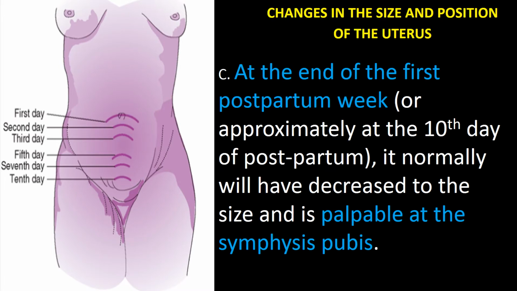However, at the end of the first week of postpartum, we normally see that the uterus becomes palpable at the symphysis pubis. The 10th day is the most common, most normal period when the uterus can be palpated on the symphysis pubis. But then again, as I told you a while ago, some pregnancies take up to 12 days before the uterus returns to the level of the symphysis pubis. I hope that is clear.